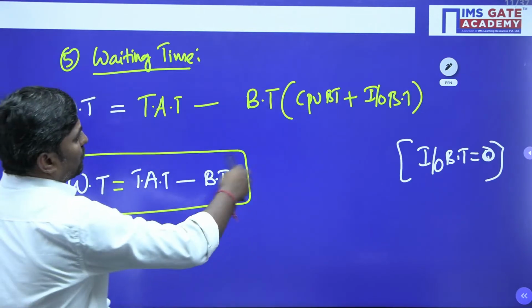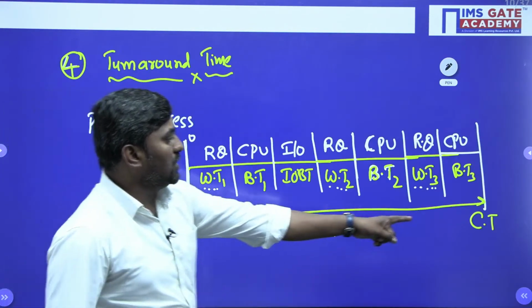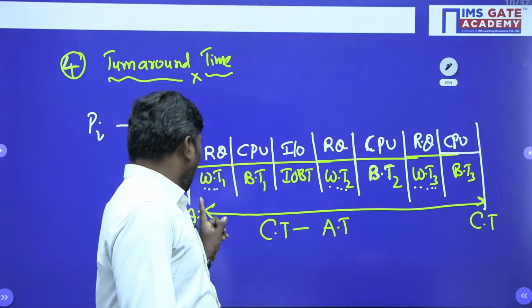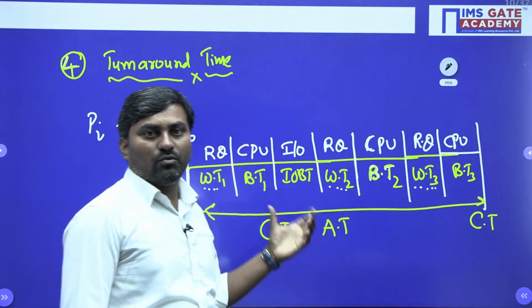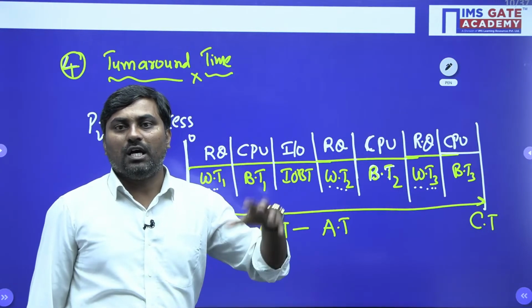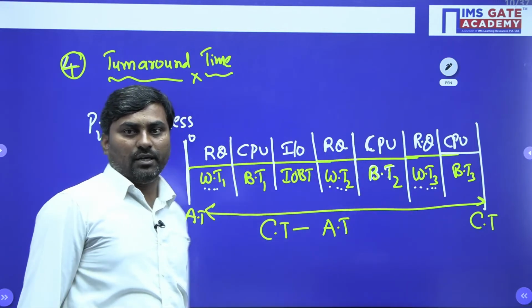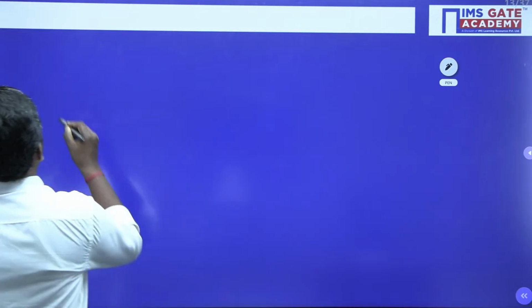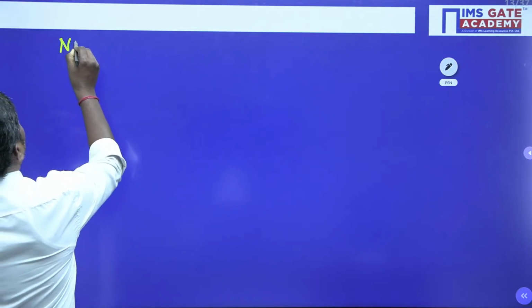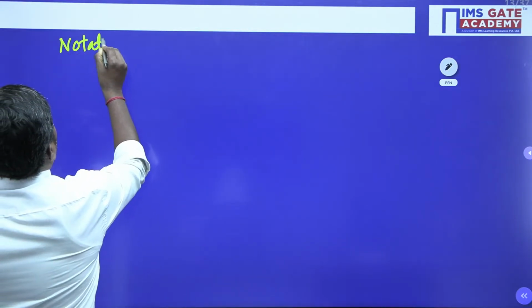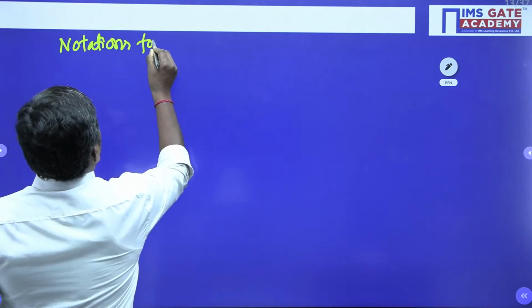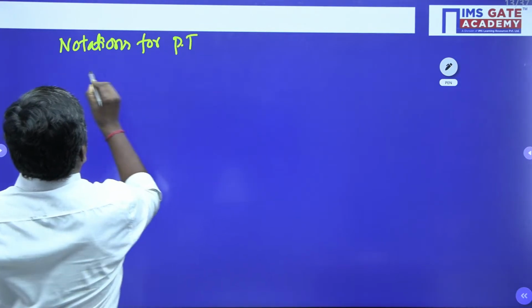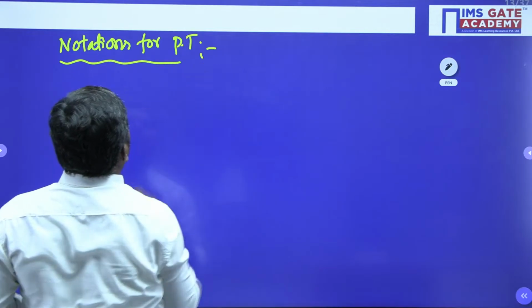So anyway, I use the word here also: arrival, completion, turnaround time, waiting time, burst times, IO burst, all those things we have done, correct? So quickly I will give some notations for process times. Notations for process times. Okay, all of you.